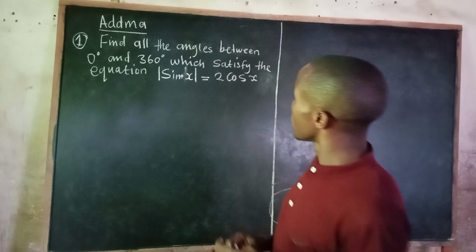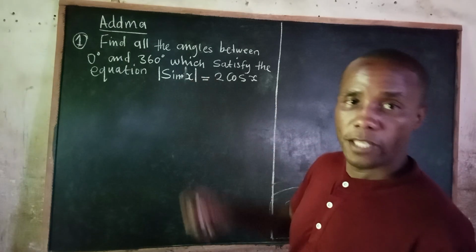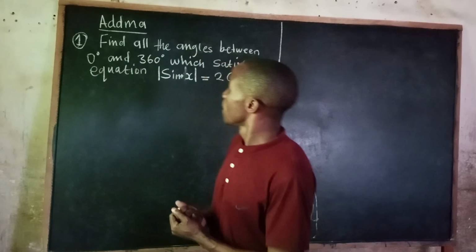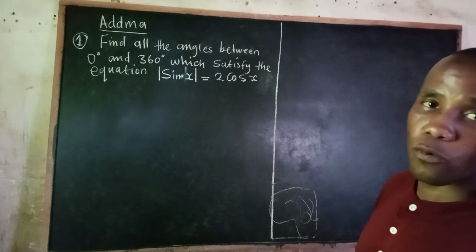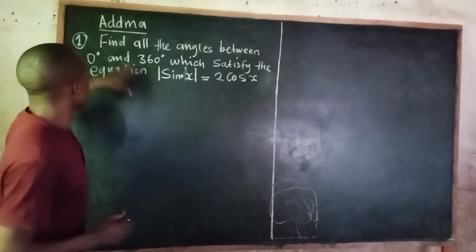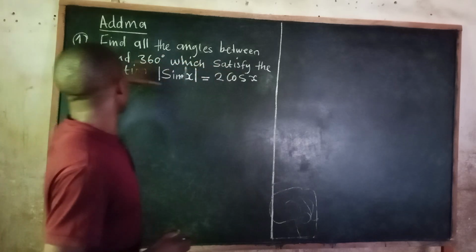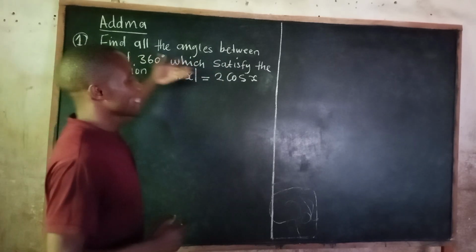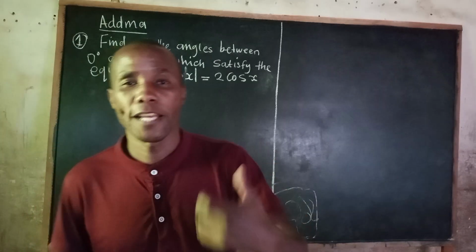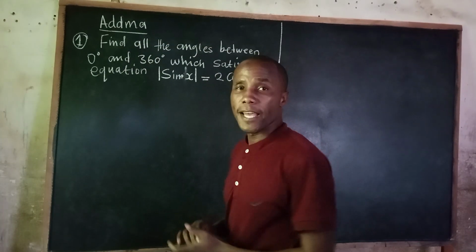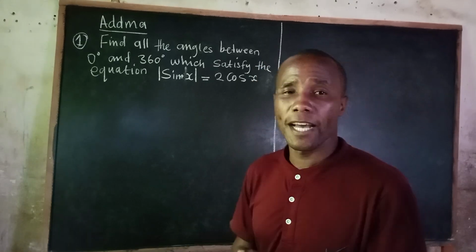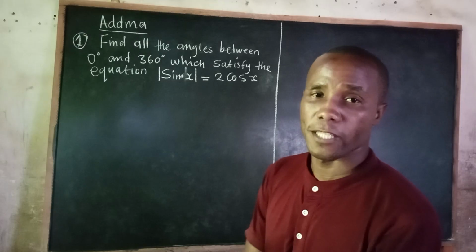Today we are looking at this question on the chalkboard, and this is under trigonometry. Let me go through it and see how best we are going to answer this given question. Find all the angles between 0 degrees and 360 degrees which satisfy the equation modulus of sin x equals cos x. As you may be aware, this question is under trigonometry in additional mathematics.